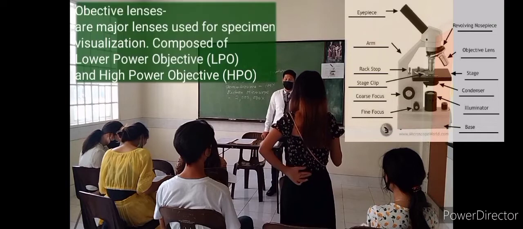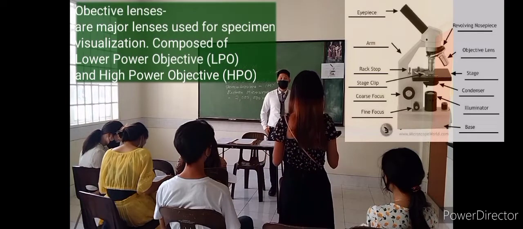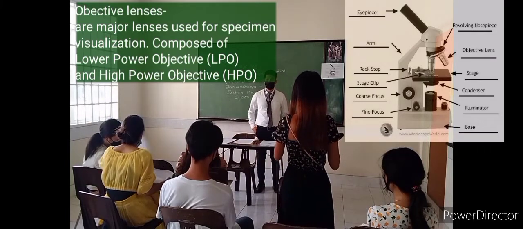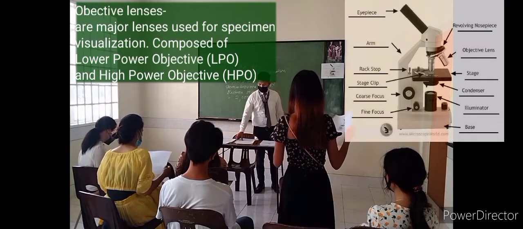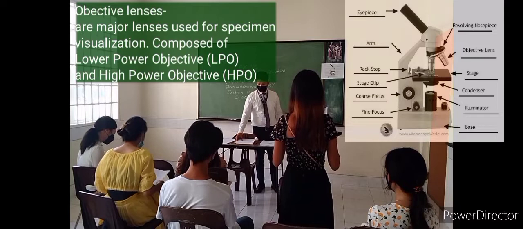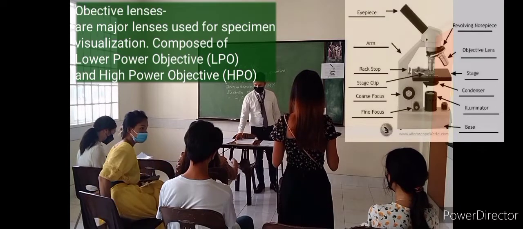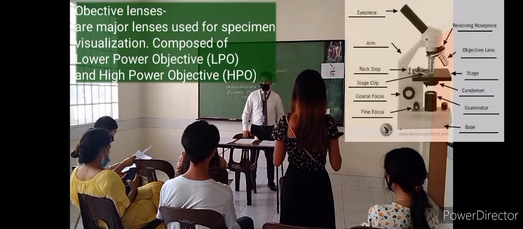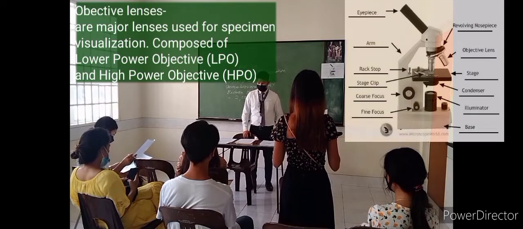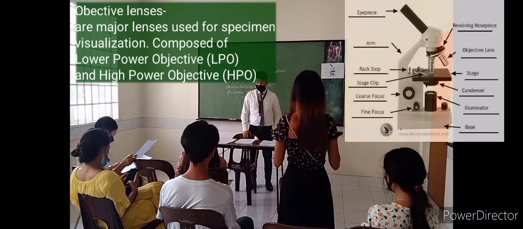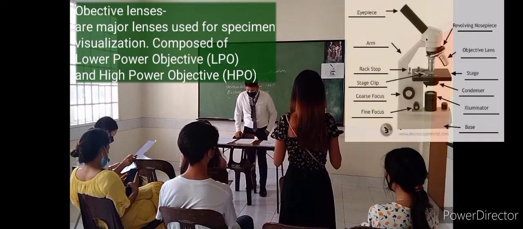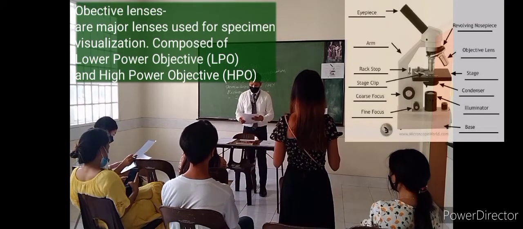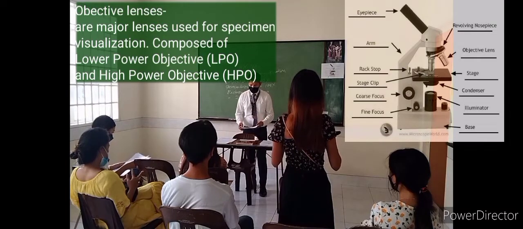Number 5 is the objectives, or the objective lenses. They are the major lenses used for specimen visualization. Most schools have light microscopes with 3 objectives and others have 4. Usually, the shortest one, marked 3 times, 4 times, or 5 times, is called the scanner. The lower power objective, or LPO, is marked 10 times or 12 times, while the high power objective, or HPO, is marked 40 times, 43 times, or 60 times. The objectives magnify the object to be observed to a certain size, as indicated by the 3 times, 10 times, or 40 times marks.